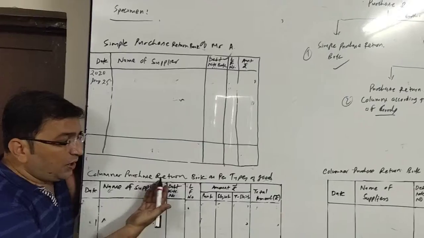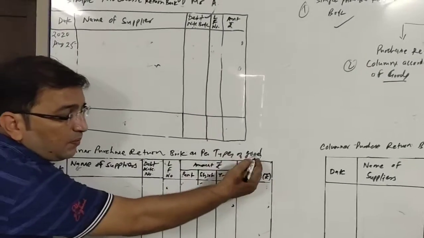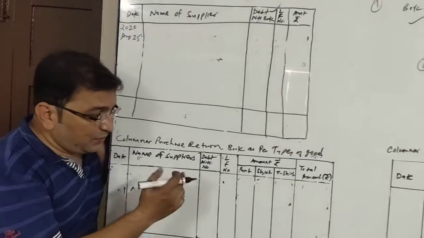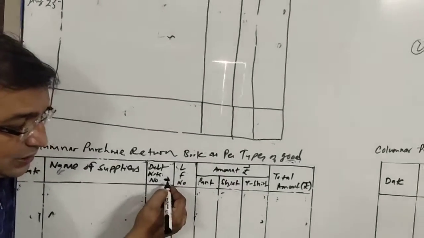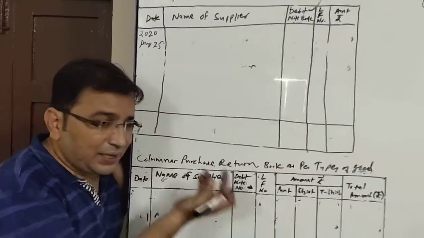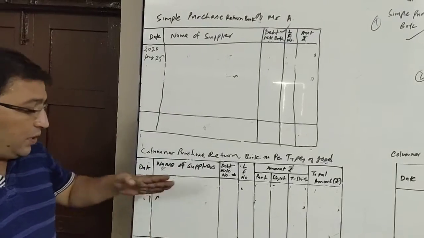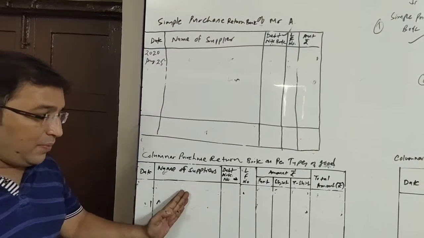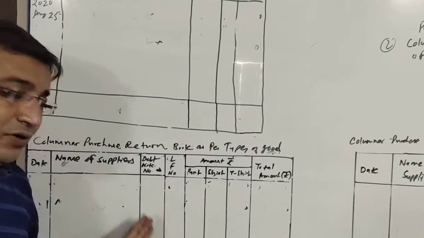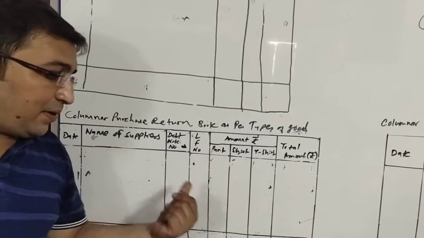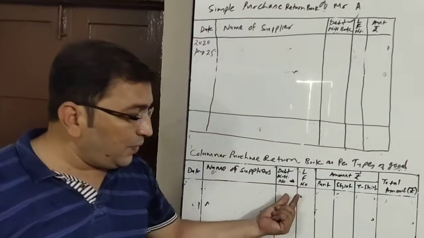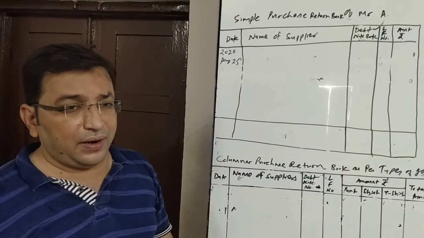Second, columnar purchase return book according to types of goods. Here also other columns are same. The columns are going to remain same, only there will be change in one column. That is, instead of invoice number, debit note number will come. Here also we will be writing that debit note number. Rest of the columns are going to remain same. Date will come, name of supplier will come, LF number, that where the account is maintained in ledger book, that number will come, and then type of goods, and then total. So nothing is changed, only one change, that is debit note number.